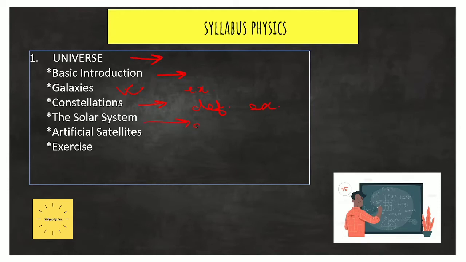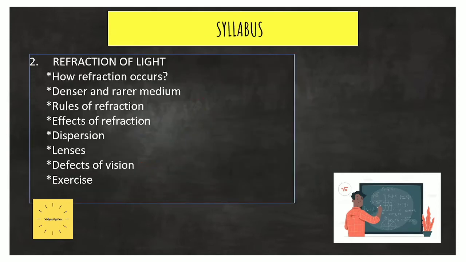Here we will learn about different types of planets that are present in the solar system, and we will learn of different features of these planets. We will then study about artificial satellites, and then we will move on to exercises. We will solve questions of this chapter, and then we will move on to the next chapter.